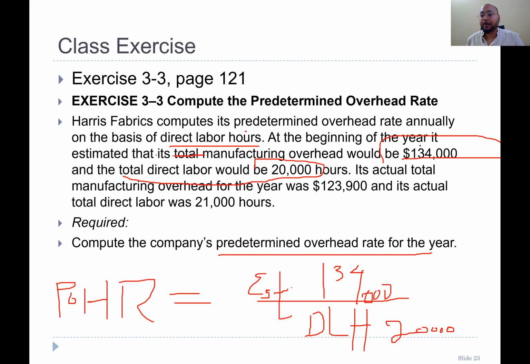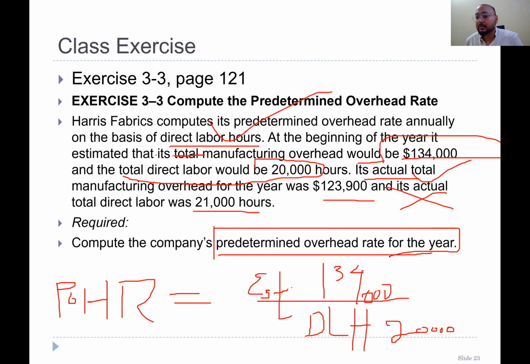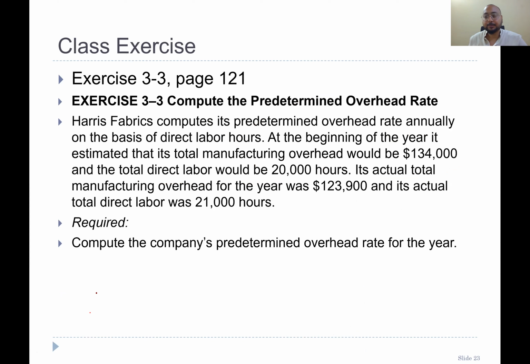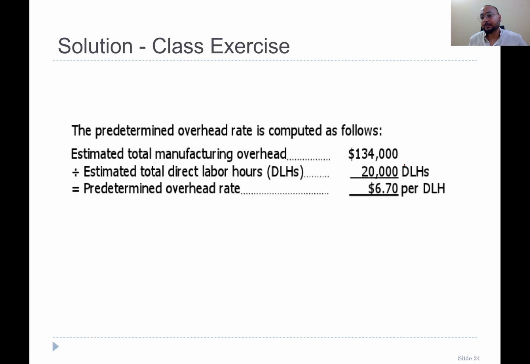right? So its actual total overhead for the year was 123,000 and based on 21,000 actual direct labor hours. So that is the actual data, which means this is at the start of the year and this is at the end of the year. So that is the extra requirement, because we are calculating at the start of the year the predetermined overhead rate. So 134,000 divided by 20,000, can you calculate that? $6.7.